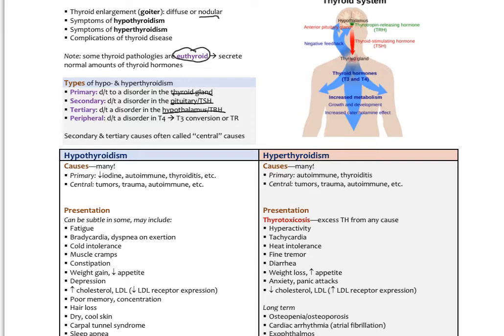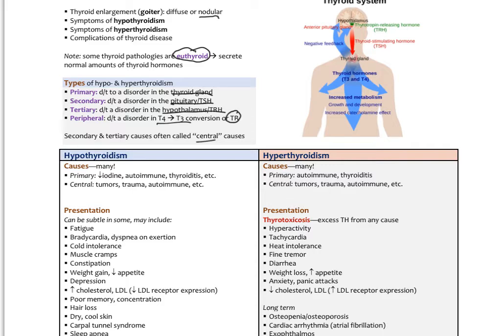These biomedically are not considered to be very common, but these would be problems, for example, of either poor conversion of T4 to T3 or problems of the thyroid hormone receptor. And I mentioned there are a number of polymorphisms that can contribute to those. Again, as I mentioned before, secondary and tertiary causes are often called central causes. So we talk about primary versus central and peripheral hypothyroidism.